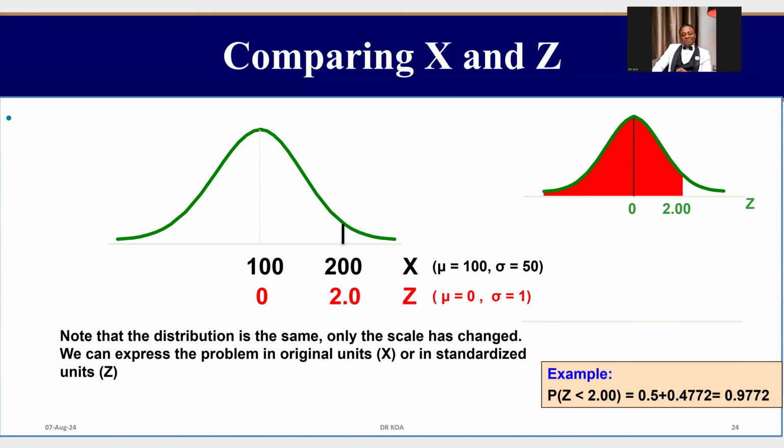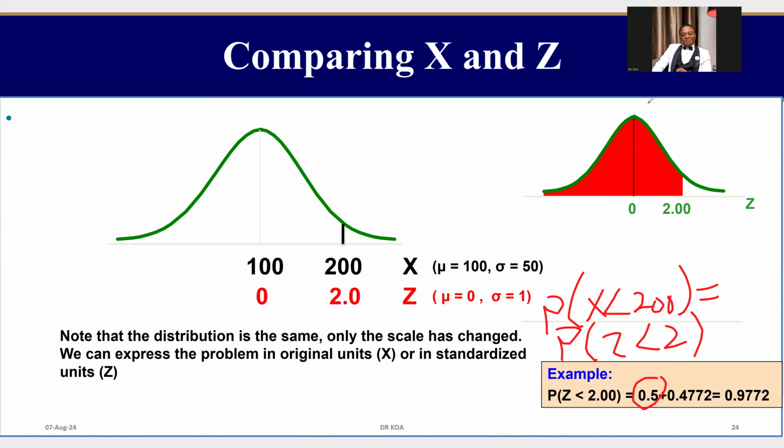You write that the probability that Z is less than 2, which I would have actually written as the probability that X is less than 200. That is also the same as the probability that Z is less than 2, because we found this using that. And this will be equal to 0.5, which we know is already that area, plus 0.477. And that gives you 97.72%.